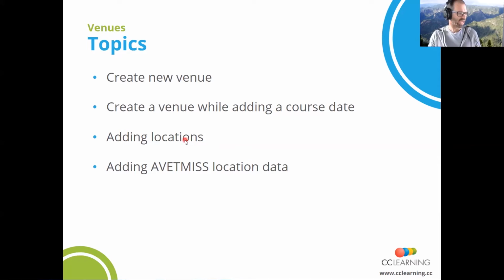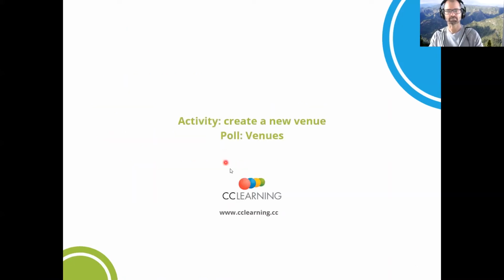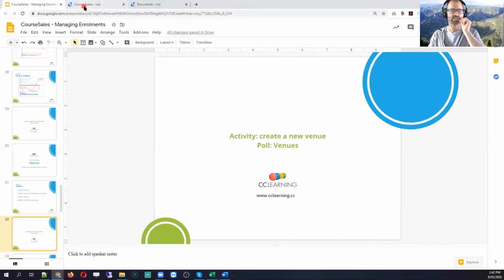That's also where we add our course categories as well, which I'll get into in more detail in the next session next week when I talk about adding course masters. And of course, we're going to talk about AVETMISS data, specifically for location information, which is related to venues. So let me get out of that and show you on this demonstration area.